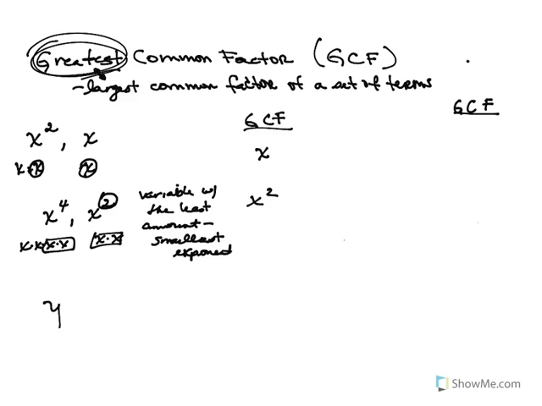So let's look at this. y to the eighth, y to the fifth, and y. What would be the greatest common factor there? Well, instead of me writing out 8 y's, 5 y's, and 1 y, I can just look at it and say, okay, who's the variable with the least amount? The one with the smallest exponent. So the greatest common factor will be y.